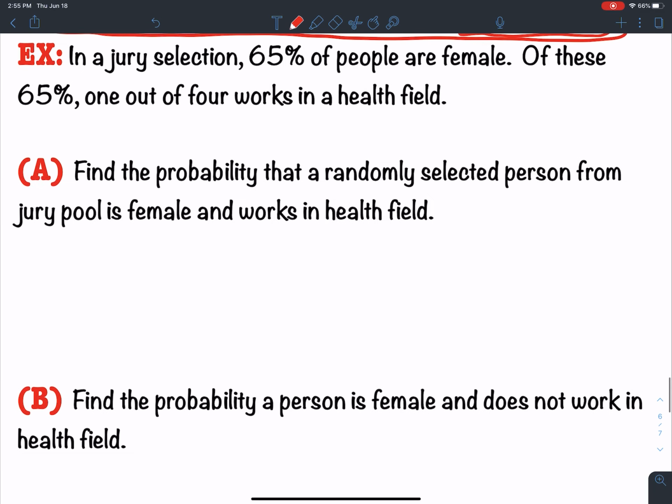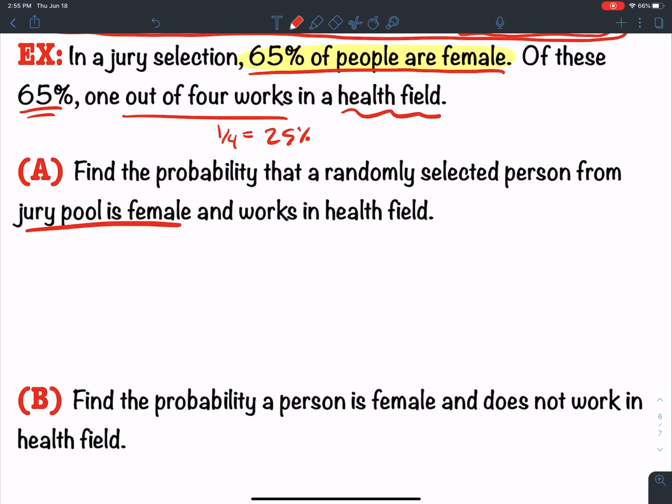So in this problem, we have a jury. 65% of people are female. Of the 65%, 1 out of 4, or 25%, work in the health field. Okay, so that's of the 65% that are female. So if I want to find the probability of randomly selecting a person from the jury pool who is female and works in the health field, I want you to label. So we need a label. Selecting a person that is female, I'm going to call that event F. And working in the health field, I'm going to call that event H.